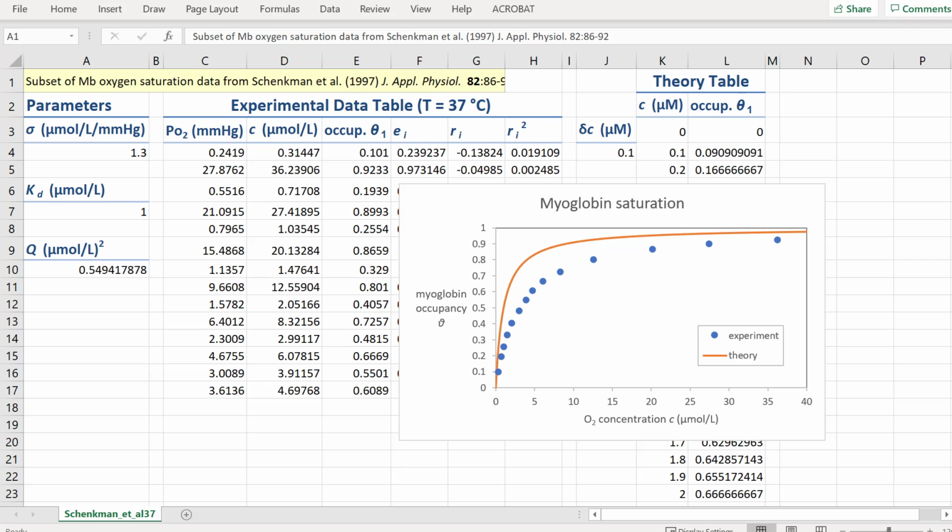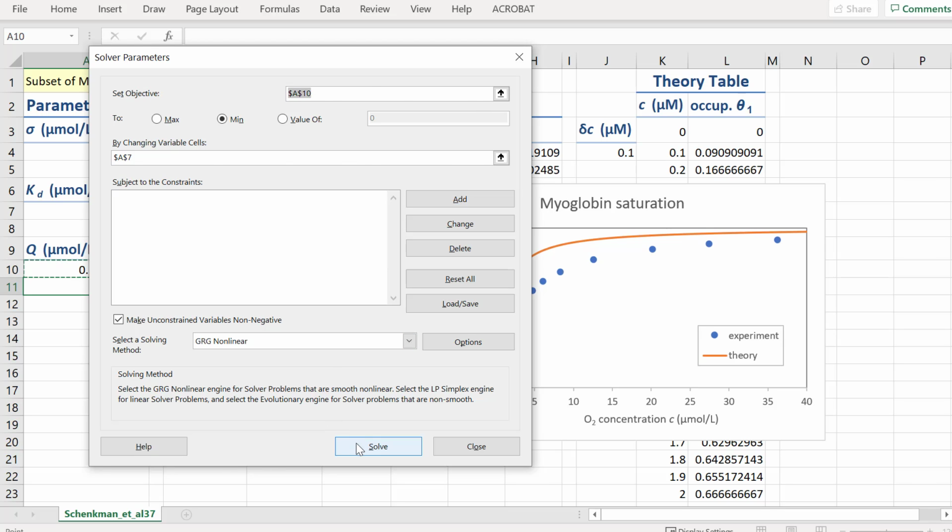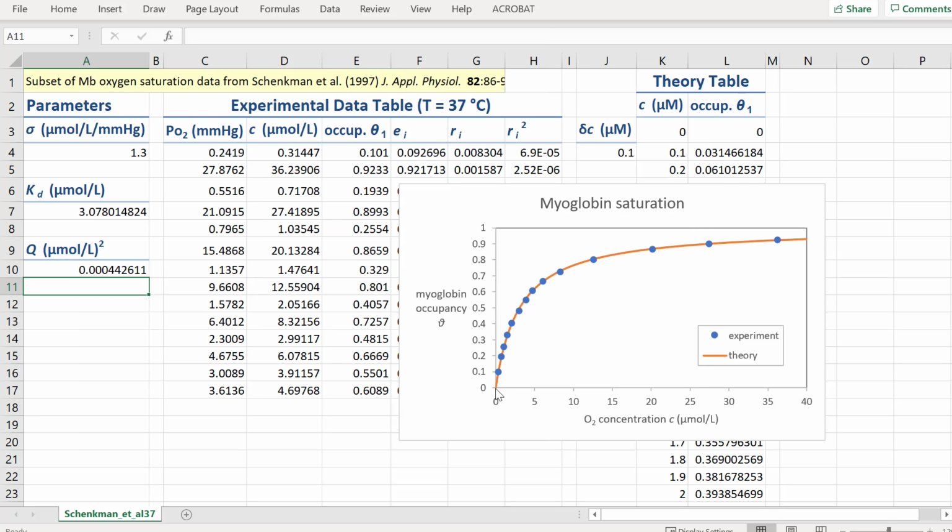Students then use a pre-formatted spreadsheet. By using Solver, students are able to find the best fit value of the binding constant to make the data fit the curve using a properly non-biased least squares fit.